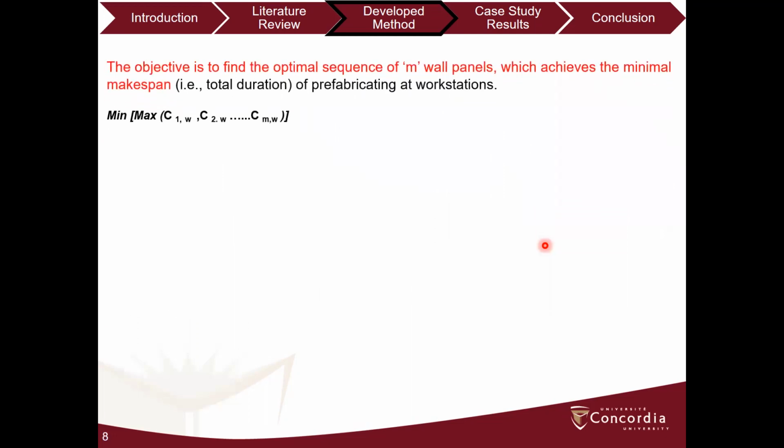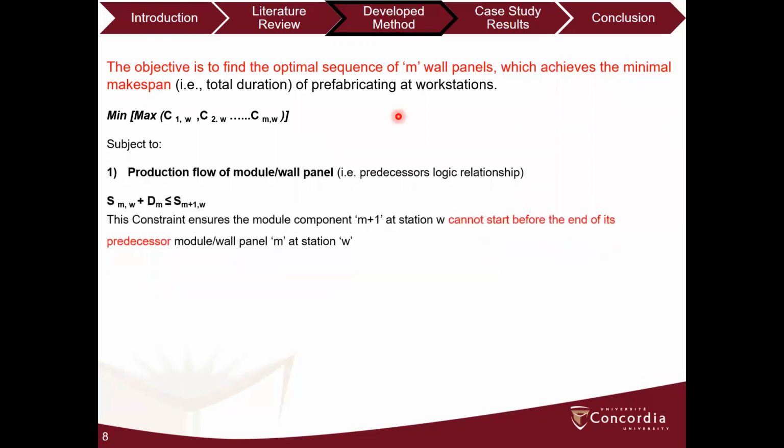The predictive process times of module components and the number of module components were used as input in the optimization model. The objective of the optimization problem is to find an optimal sequence of module components to be prefabricated in the production line in order to minimize the makespan. This optimization problem is subject to a set of constraints.